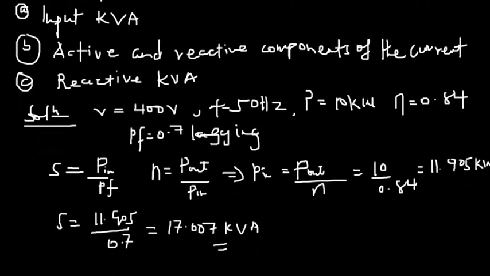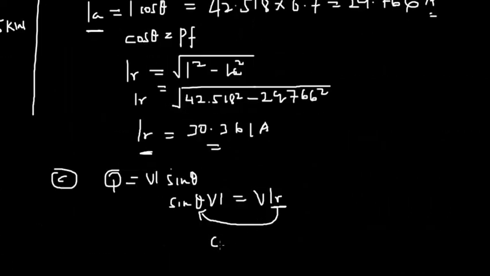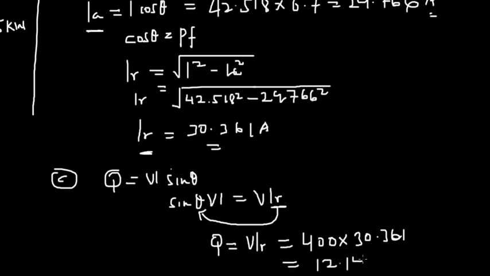So now let's go back to our question. From here you could notice that we know that Q is now equal to V times IR. We can calculate this by inserting our V value, that's 400, multiplying by IR, which is 30.361, and this will give us 12.144 kVAR.